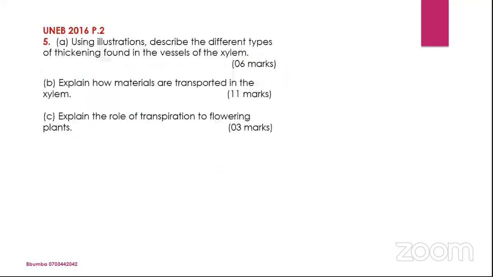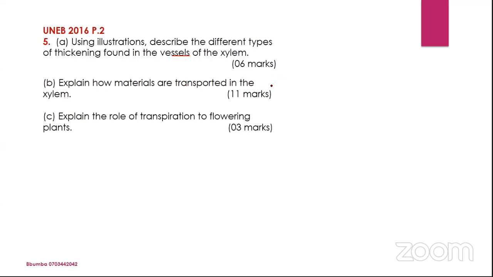Now, this was UNEB 2016 paper 2, number 5. The first question was saying, using illustrations, describe the different types of thickenings found in the vessels of the xylem. Okay, so here they're talking about vessel elements, the vessels of the xylem. And then part B was explain how materials are transported in the xylem.